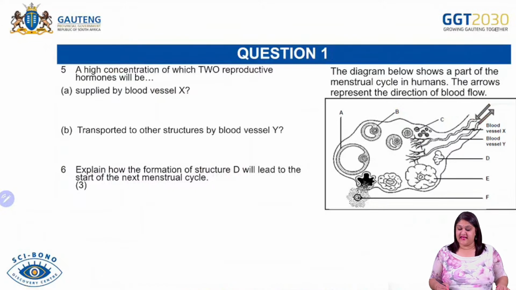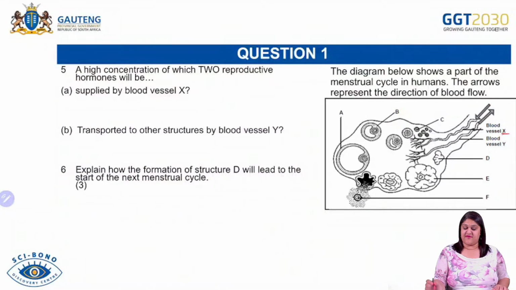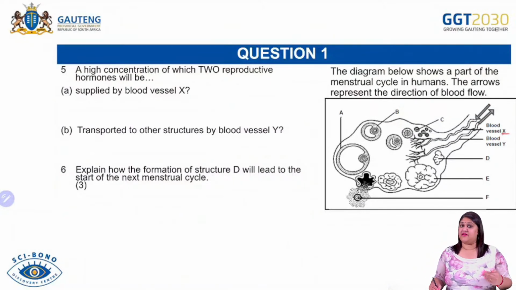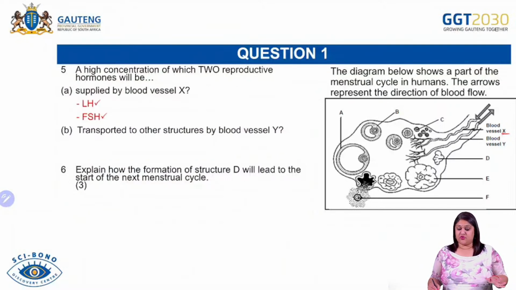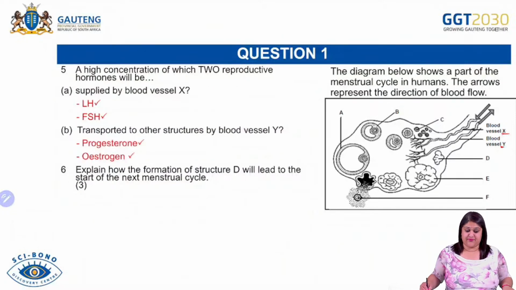Right, so blood vessel X, like I told you, is the one that is coming in. Remember I told you those would be the pituitary gland hormones, and those are LH and FSH, right? I hope you got that right. Which hormones will be transported to other structures by blood vessel Y? That is the hormone that will be leaving, and that will be estrogen and progesterone.